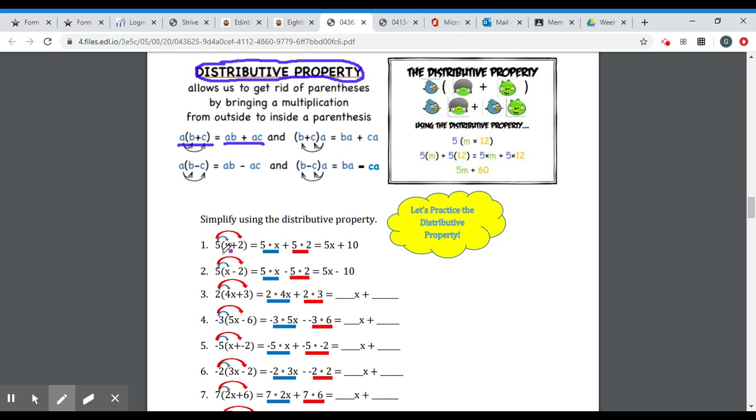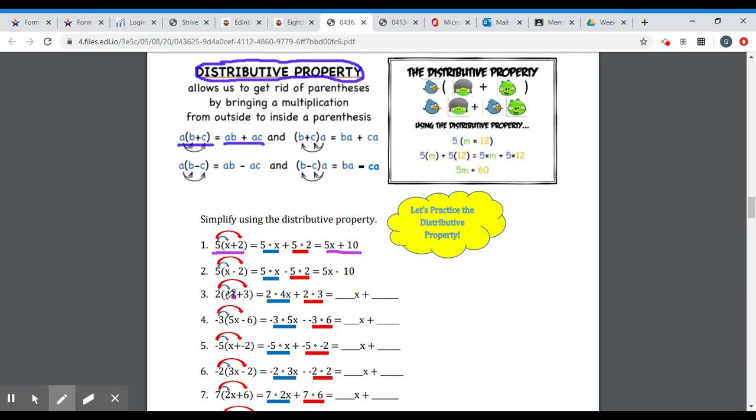So right here, I have 5 times the parentheses x plus 2. I'm going to combine my 5 with my x and with 2. When I distribute the 5 times x, well, x is a variable, so I don't know what x is. All I'm going to do is write 5 times x, or 5x. 5 times 2 is 10. So I would have 5x plus 10. So this and this are the same thing. That's what the distributive property is.